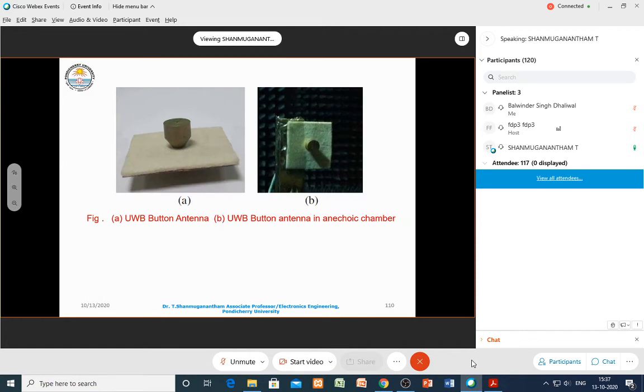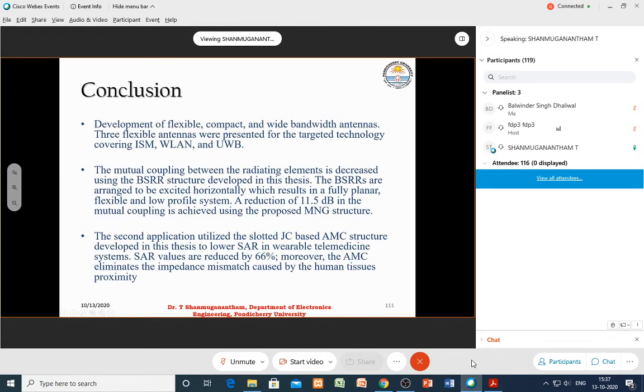Another one is particularly the button shaped antennas. Button shaped antennas are really very useful nowadays for making most of the applications. This is with the anechoic chamber, where these button shaped antennas are placed.